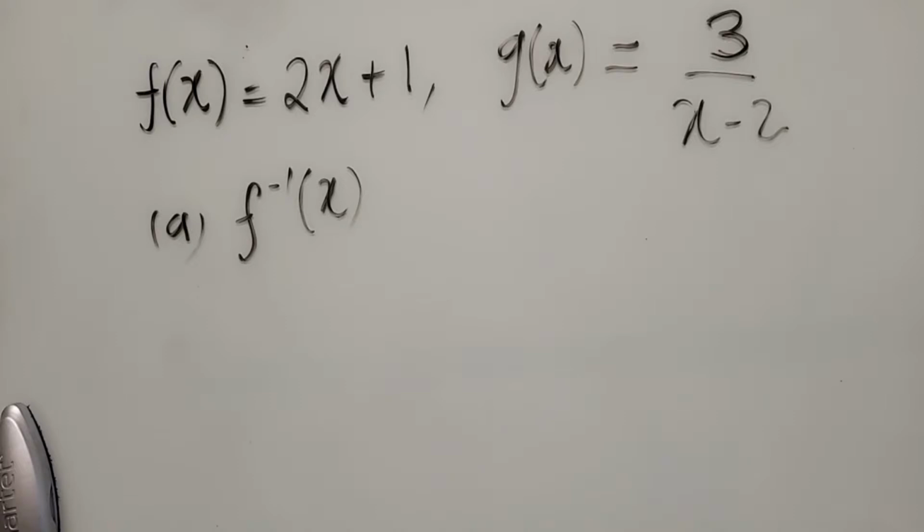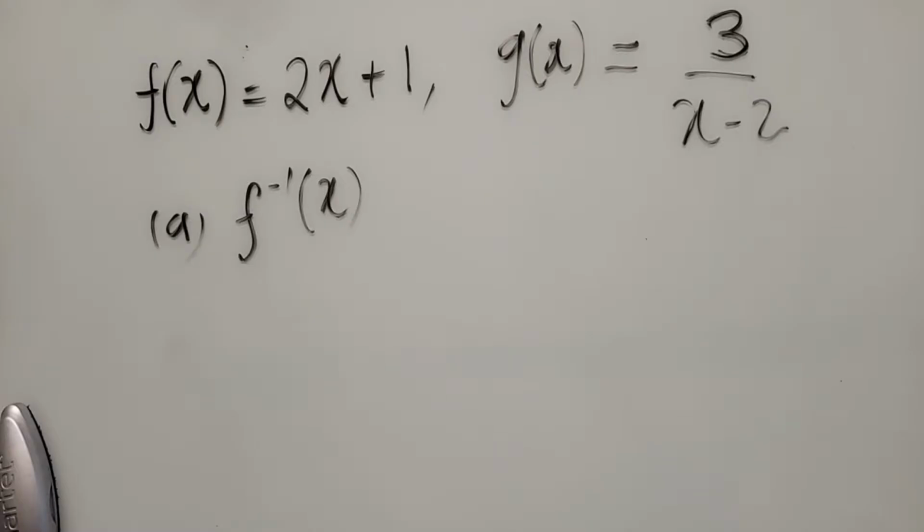From Mathematics Paper 1, 2025. So we have f of x is 2x plus 1 and g of x to be 3 over x minus 2. We want to find the inverse of f, that is f inverse of x. Okay, so it is very simple, right?